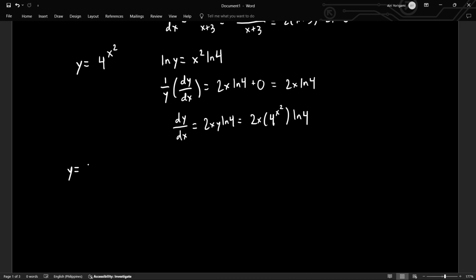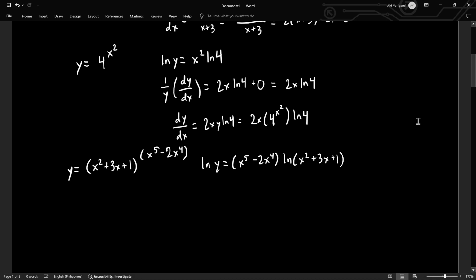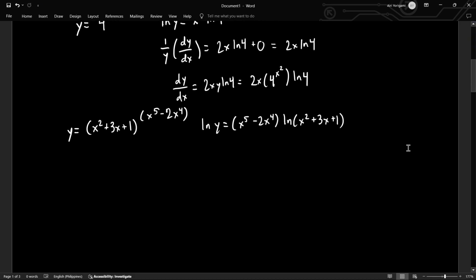And let's try something a bit harder. Let's say x squared plus 3x plus 1 raised to x to the 5th minus 2x to the 4th. Okay. Now, we would do ln y is equal to x to the 5th minus 2x to the 4th ln x squared plus 3x plus 1. Now, this looks hard at first, but don't worry because this is just multiplication rule and chain rule.